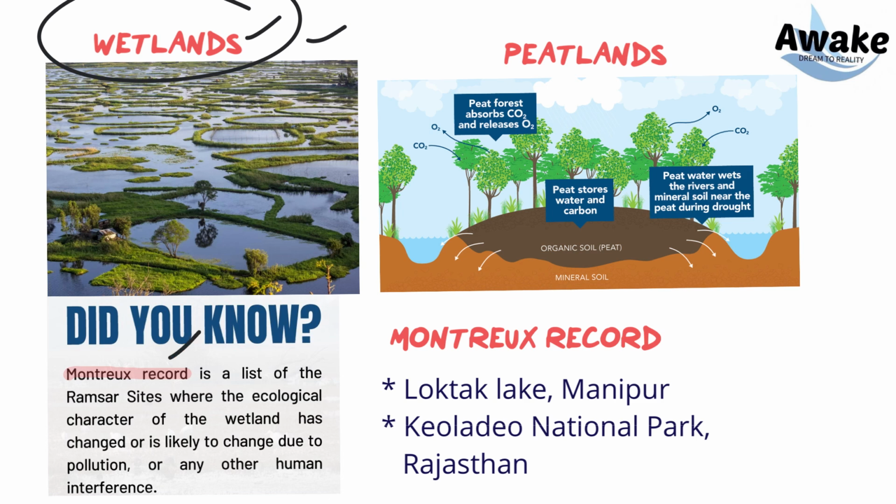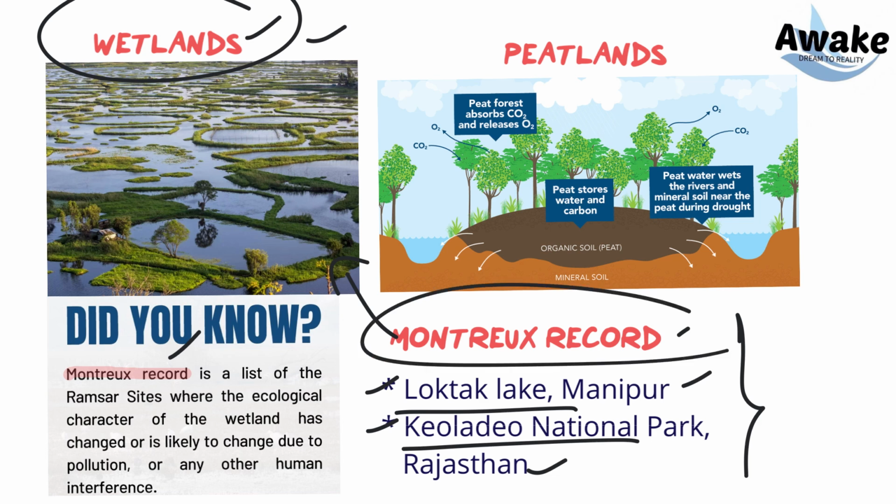In the Montreux Record, India generally has two wetlands. You can see that in the Montreux Record, we have Loktak Lake in Manipur and Keoladeo National Park in Rajasthan. These two are in the Montreux Record. What is the Montreux Record? Here they are talking about certain wetlands that are changing their characters or are about to change. Because of this, we need to conserve them.